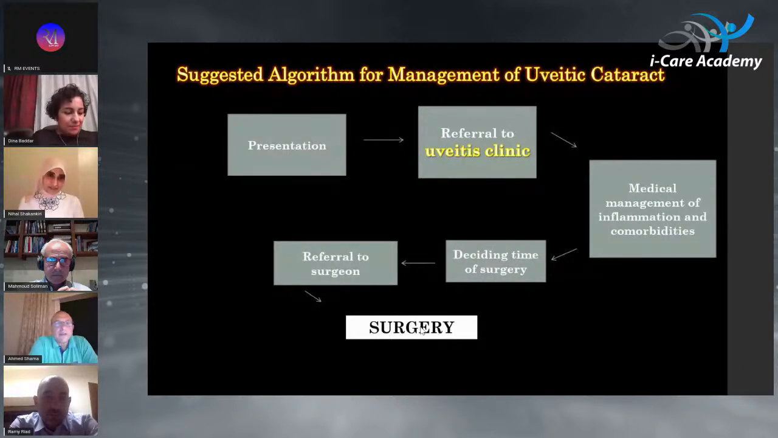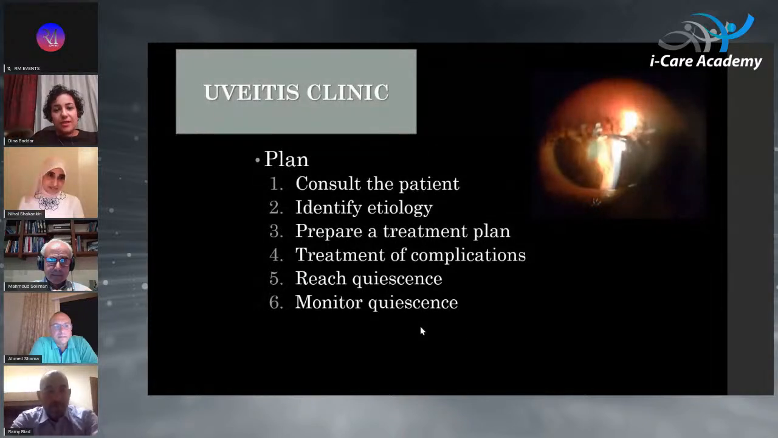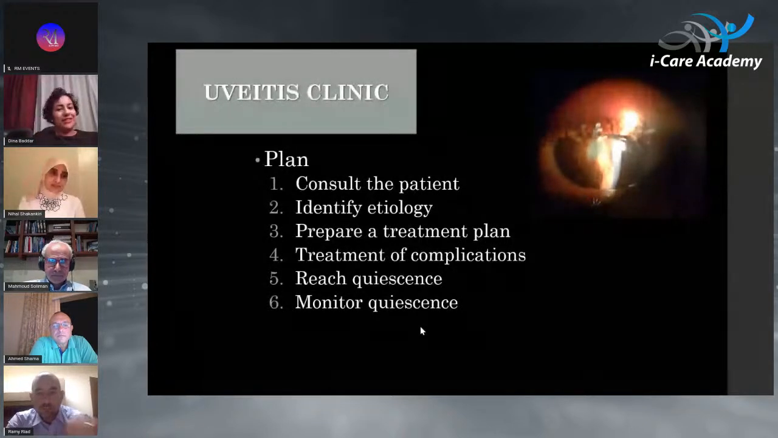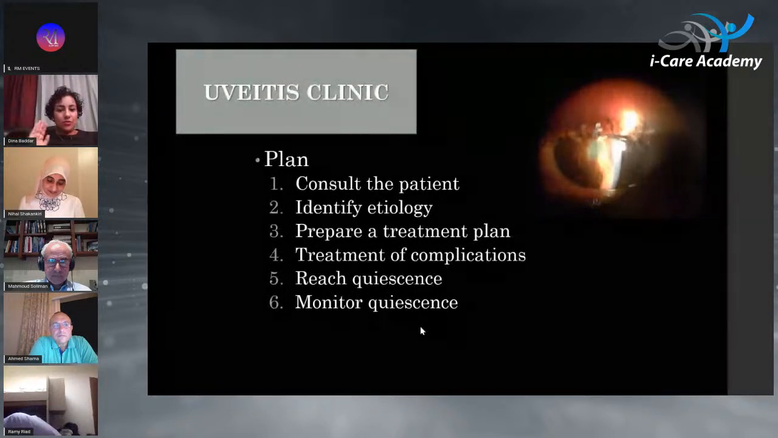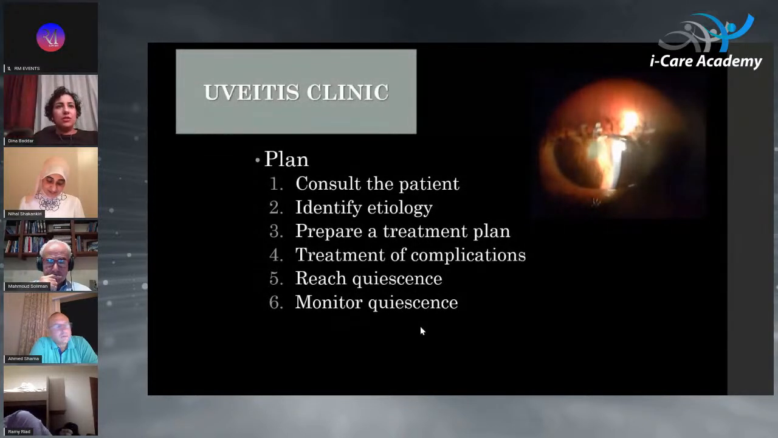All right. So I'm really glad that you can hear us, Ramy. And let's proceed. Now, inside the uveitis clinic, it's a complicated, long and tedious interview with the patient. We consult the patient to identify the etiology, and we prepare a plan. So we put the plan with the patient and with the surgeon so that they understand how we're thinking and what we're thinking. We usually write a lot of referral letters back and forth. We plan on the treatment of complications. Once we reach quiescence, we send the patient out and then we monitor this quiescence.